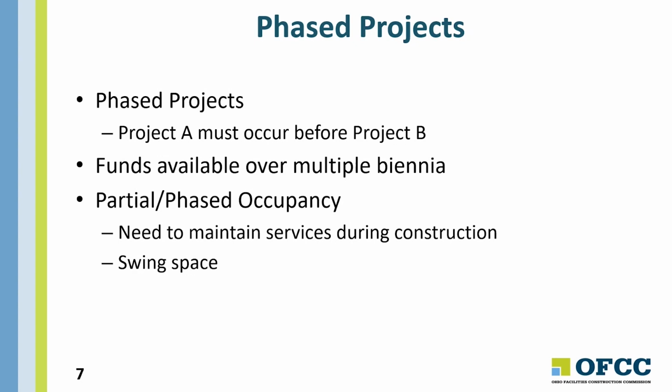And then phase projects. Oftentimes we get involved in projects that are funded over more than one biennium. And so the first project needs to occur before the second project. So project A might be in the current biennium or in the next biennium, and then project B would be in the biennium that occurs 2 years later. Those funds are then available over multiple biennium.